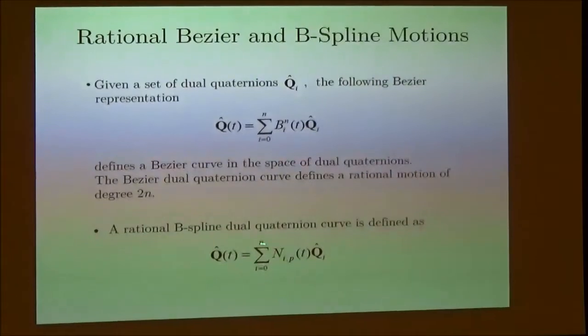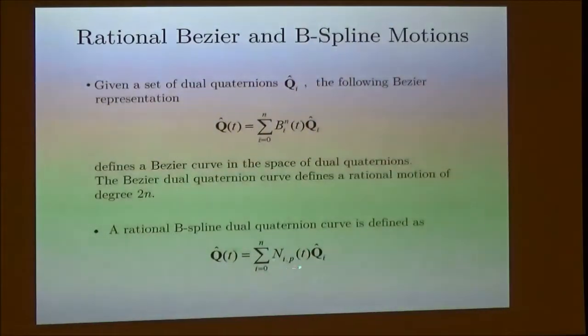If you want to design the B-spline curve, you can do that too, you just have to change your blending function. The idea is that once you treat these quaternions and dual quaternions as points in the image space, you can apply computer-aided geometric design algorithms in that space and transform them back into the Cartesian space to get various kinds of motions.